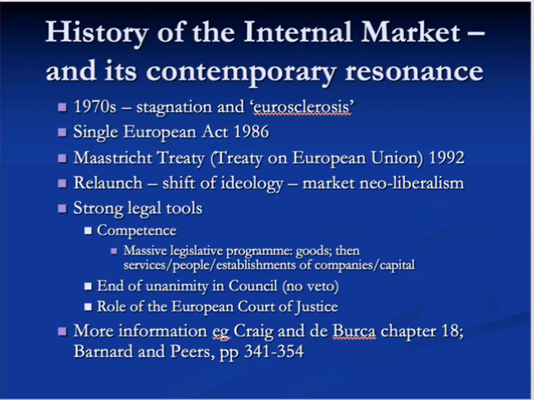So what are these strong legal tools? Well, you've studied these already. The EU's competence expanded so that a huge legislative programme could be launched, first creating a single market in products and then moving on to more tricky aspects, especially services, establishment of companies and movement of people, as well as free movement of capital. And the legislative procedures changed at that time so that instead of unanimity in council, which means effective veto and then the legislation just doesn't get adopted, there is qualified majority decision making in council.